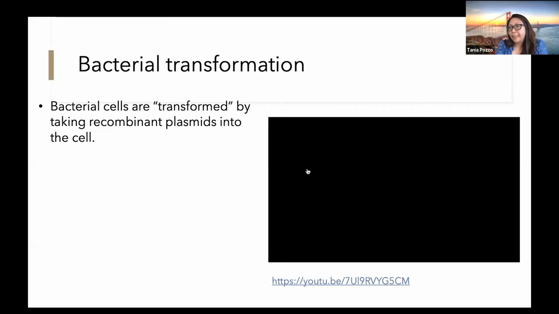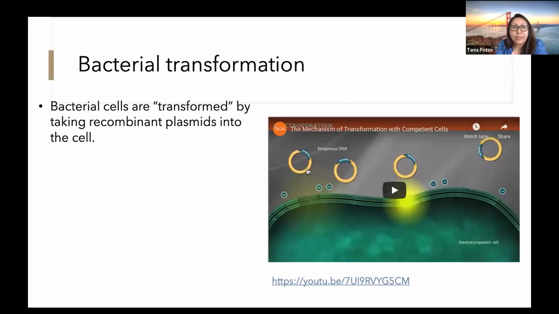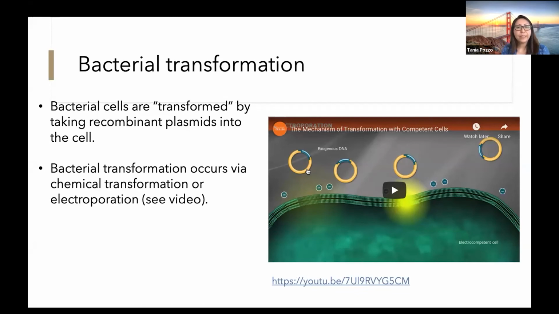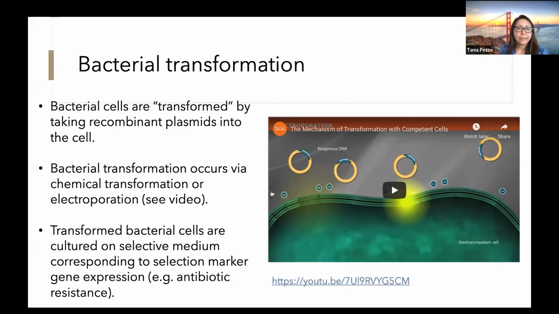The final basic technique we want to bring up today is bacterial transformation. This is when bacterial cells are transformed by taking recombinant plasmids into the cell. Bacterial transformation occurs via chemical transformation or electroporation, two methods that are described in the video. The transformed bacterial cells are cultured on selective medium corresponding to selection marker gene expression, which is generally encoded on the recombinant plasmid.